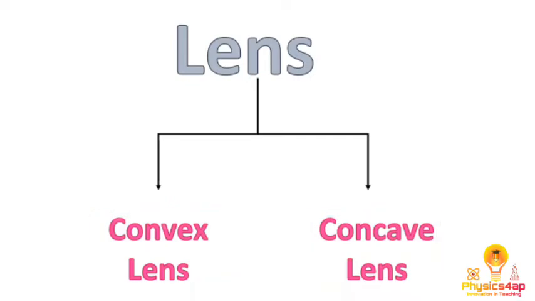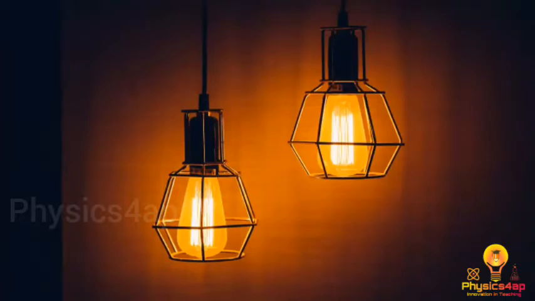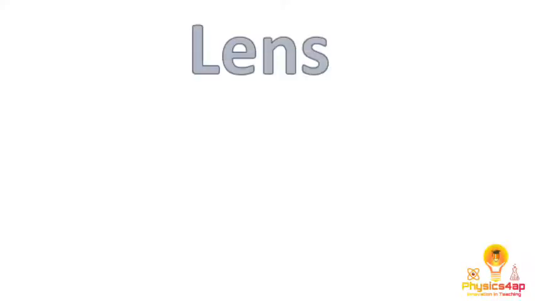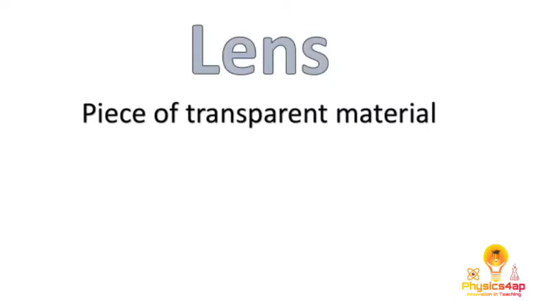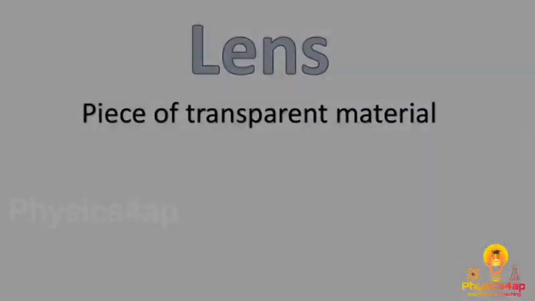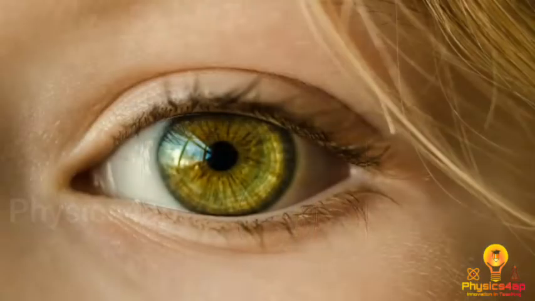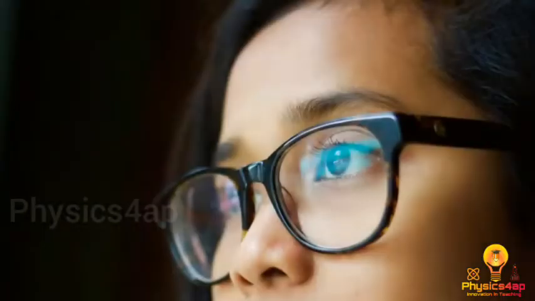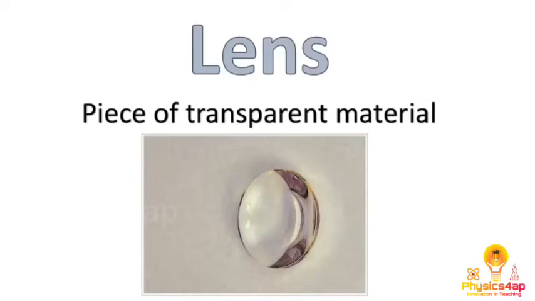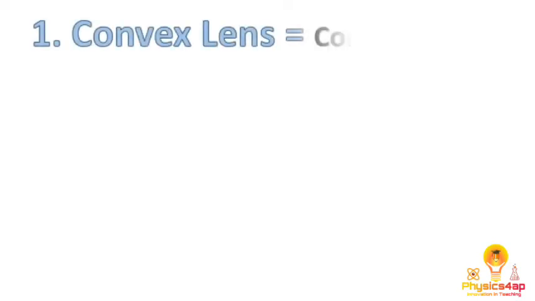A lens should be made of a transparent material, which means it should pass light through it. So we can define a lens as a piece of transparent material through which light passes and which has two curved surfaces bounded together. Even our eye is a lens, called a natural lens, and we also have an artificial lens whenever we have a defect of it. Now let us discuss the convex lens.